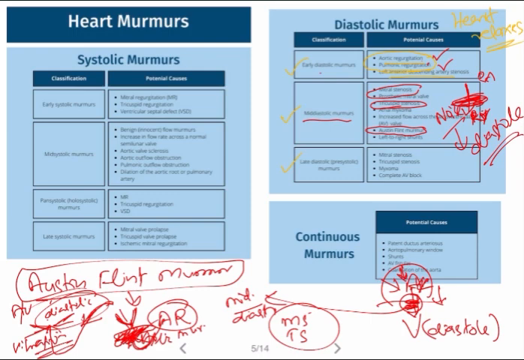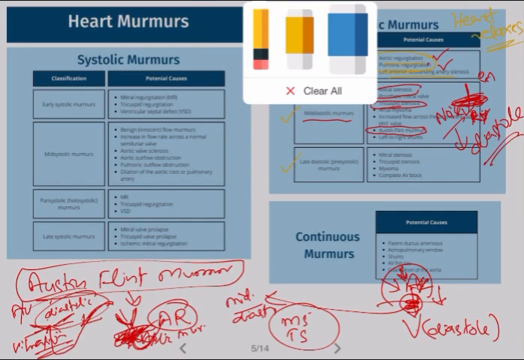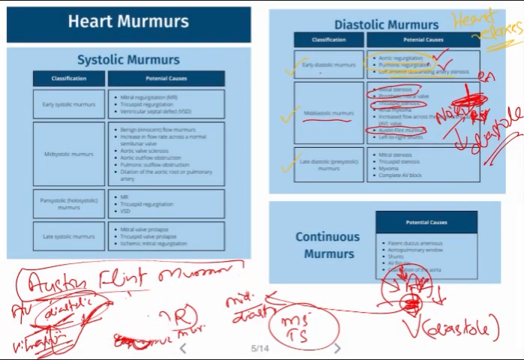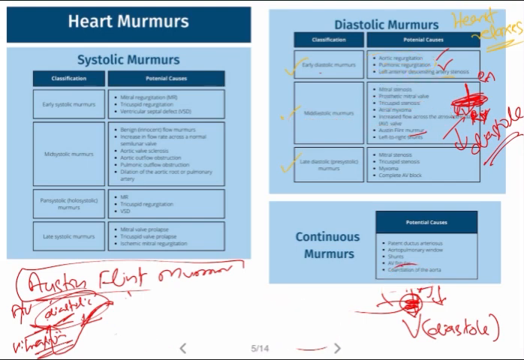Now late diastolic murmurs are those murmurs which occur in the late phase of diastole. This can also be called pre-systolic. The late diastolic murmurs are again MS, TS, complete AV block, and myxoma or other causes. So I hope the murmurs, systolic and diastolic, are now completed, and it is clear now.